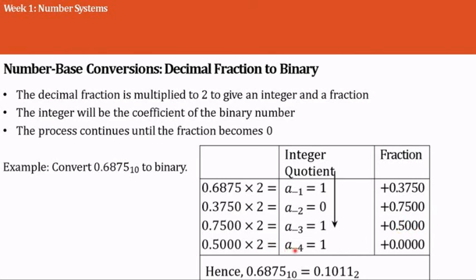So we will have a product of 1. Hence, we can say that 0.6875 is equal to 0.1011 base 2. And we write it from top to bottom, so we have 1011.